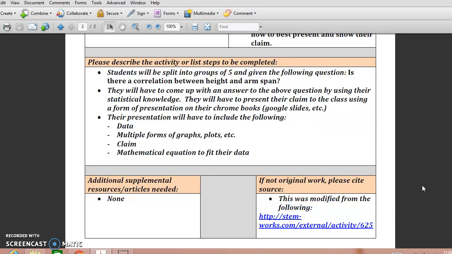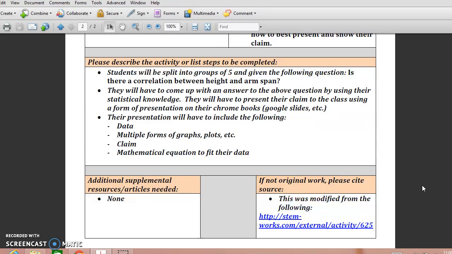But before that, when I was talking about the ruler and meter stick, they're going to have to know that they need to start taking measurements of their height and their arm span so that they can come up with a claim. Their presentations will have to include data, multiple forms of graphs, plots, etc., a claim, and a mathematical equation to fit their data. So a line of best fit, if you will. Additional materials needed: everything that I talked about before would be needed.